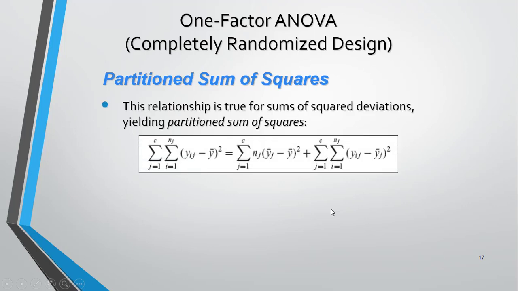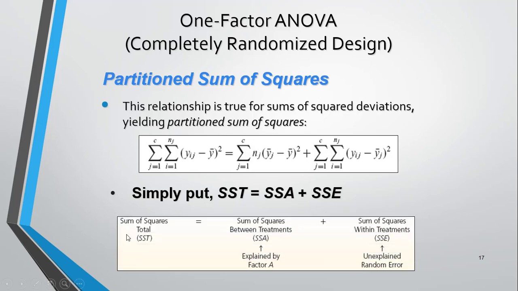The same relationship is true for sum of square deviations, yielding the partitioned sum of squares. This is the total sum of squares, this is the sum of squares between, and this is the sum of squares within. We call this sum of squares total, SST. We call this sum of squares A, which is due to the different factors, SSA. And then sum of squares error, SSE. Basically, we partition the sum of squares the same way, so SST equals SSA plus SSE.